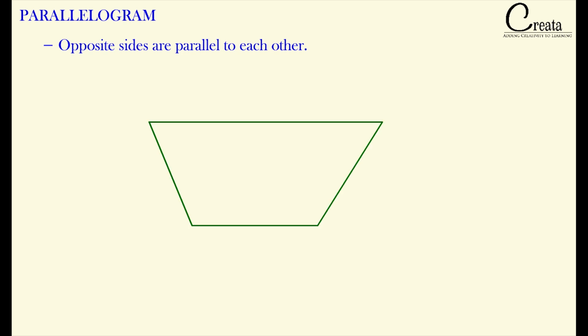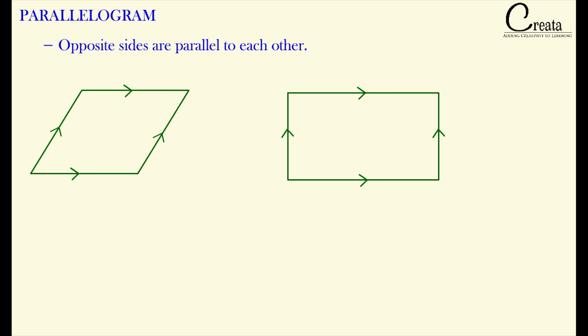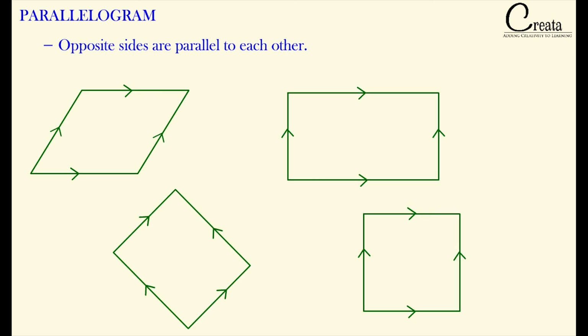Next is parallelogram. A parallelogram is a type of quadrilateral. As the name suggests, it has something to do with parallel lines. So in a parallelogram, the opposite sides are parallel to each other. In trapezium, we have seen any one pair of opposite sides is parallel, and in parallelogram, both pairs of opposite sides are parallel. This is the difference. These are examples of parallelogram. See, all have opposite sides as parallel.